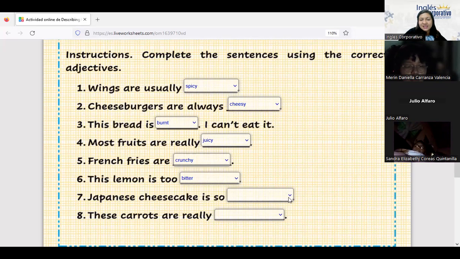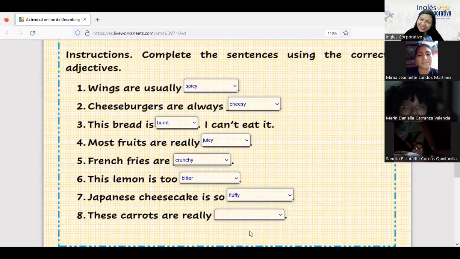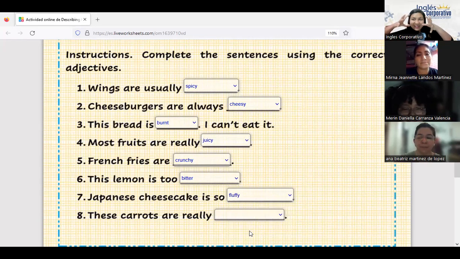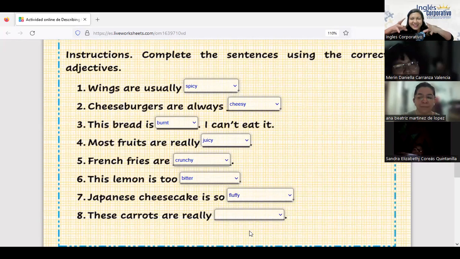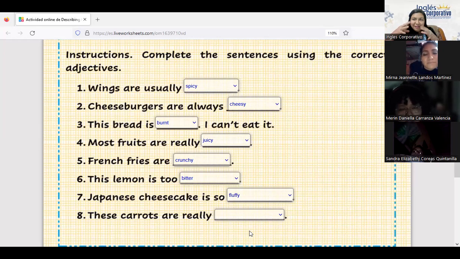Japanese cheesecake, fluffy. Have you seen fluffy Japanese cheesecake? Yeah. No. It's like a jello. I don't know. It's like a big cupcake. I never tasted it. Or it's similar, well, I don't know, but it's similar to the pan de muerto. Right? Fluffy. To be a little bit fluffy. But the pan de muerto is less fluffy, right? But the Japanese cheesecake is very fluffy.